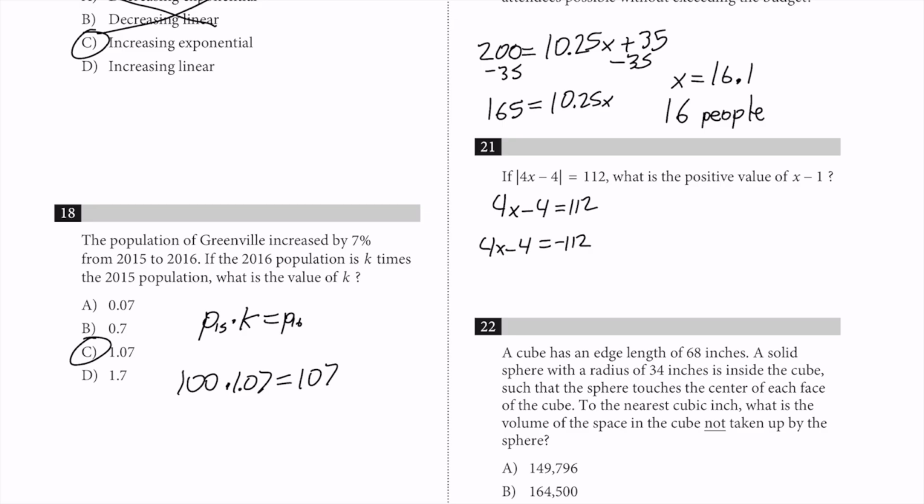In this case, it's asking for the positive value, which means we can use the top one, and we're going to divide both sides by 4 because it's asking for x minus 1. x minus 1 is equal to 112 divided by 4, which is equal to 28. Just to demonstrate, 112 divided by 4 is 28. So the answer is 28.